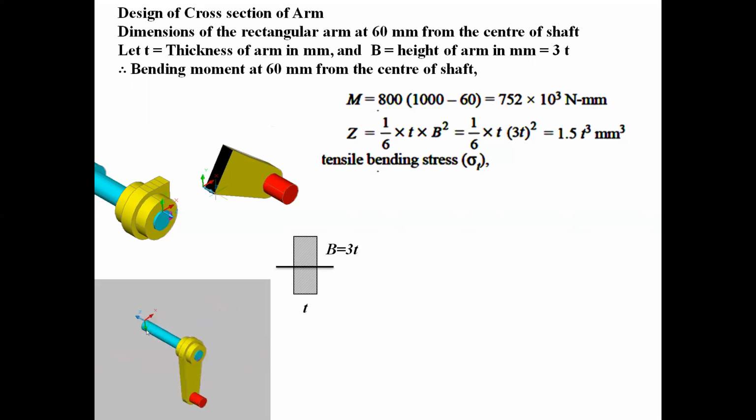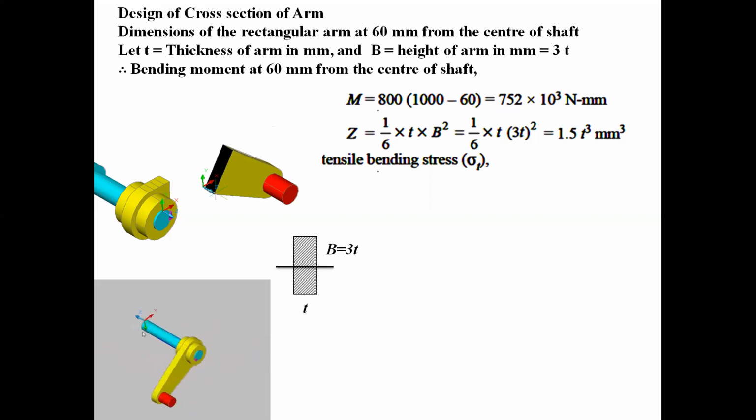So the moment becomes 800 into (1000 minus 60). So the moment becomes 752 into 10 power of 3 Newton mm. Z is our section modulus. For the rectangular section it is T B square by 6. So T is the base, B is the height.